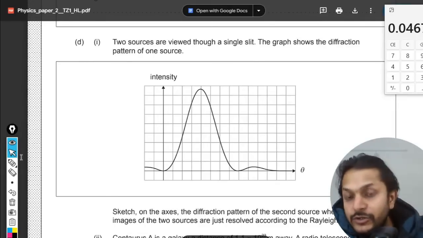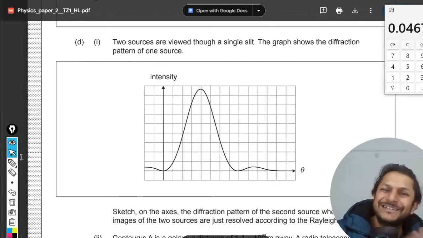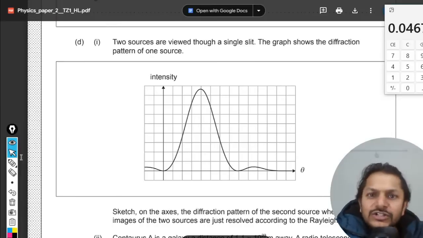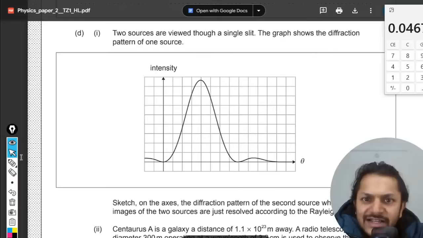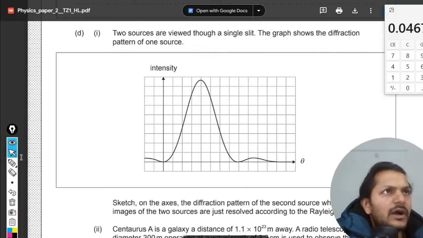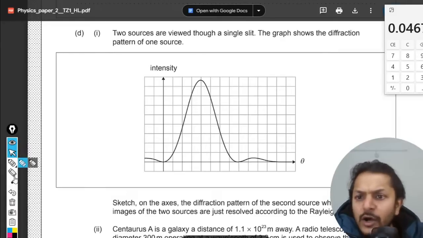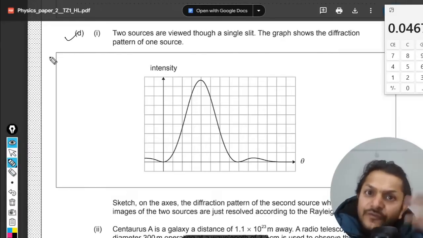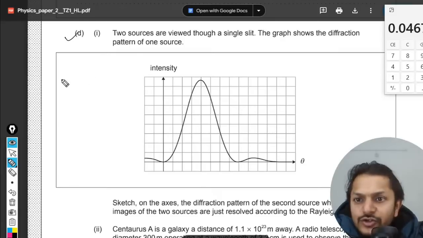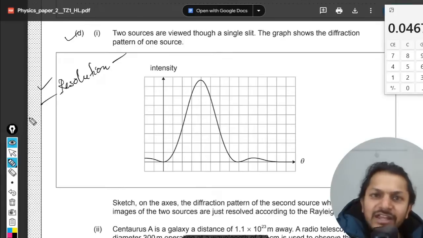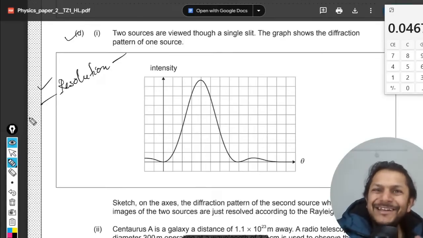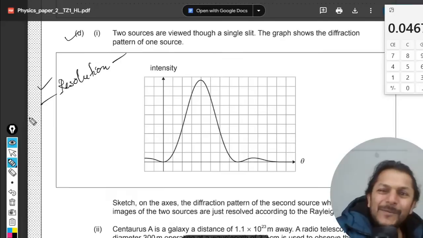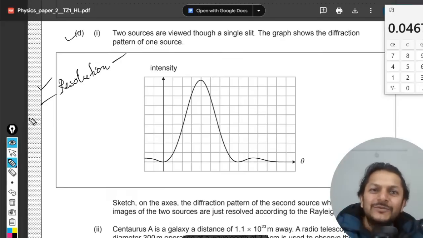Okay, so again, the question is very long. Let us go for part D now. D1. Two sources are viewed through a single slit. I think this is a different statement, so a different question. Now they are moving to resolution. This topic is going to test each and every concept for you. A complete 9 and complete 4 have been taken up.